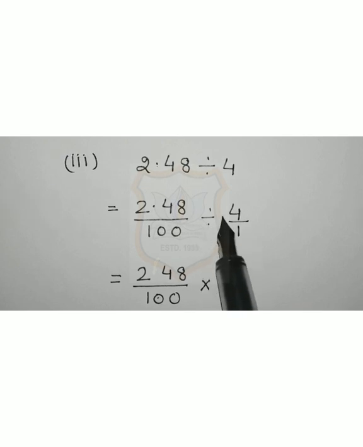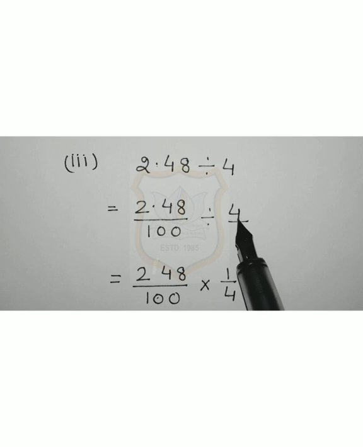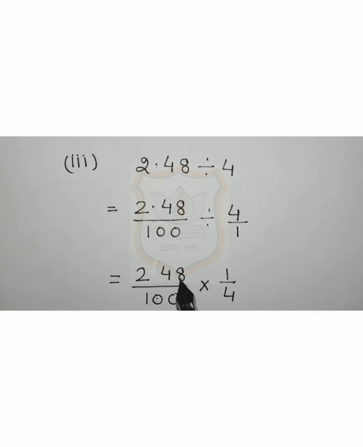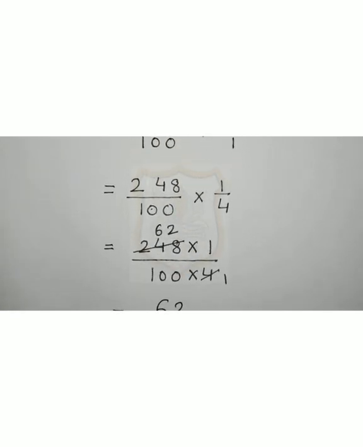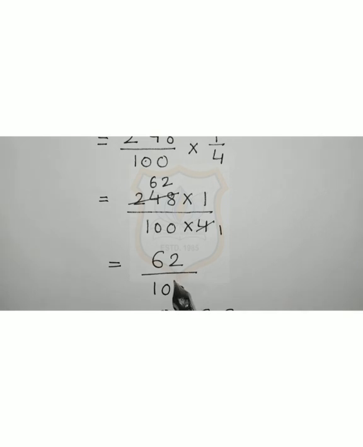Now this division will be converted into multiplication and reciprocal of 4 upon 1 will be taken. The reciprocal of 4 upon 1 is 1 upon 4. Now our answer will become 248 upon 100 multiplied by 1 upon 4. Now according to the formula, 248 into 1 upon 100 into 4 because numerator into numerator upon denominator into denominator. Now I will cancel this 4 and 248 by 4. 4 ones are 4, 4 62s are 248. Now our answer will become 62 upon 100.